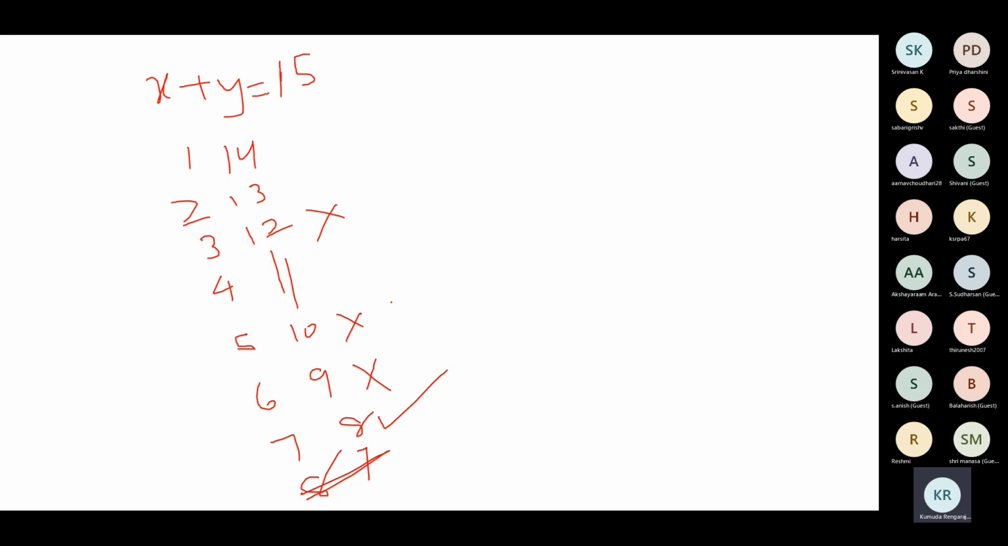So 1, 2, 3, 4. You cannot take 0 and 15, children, because then the number is 81x, so it cannot be 81 into 0. So 0 and 15 you cannot take. It starts from 1 and 14.